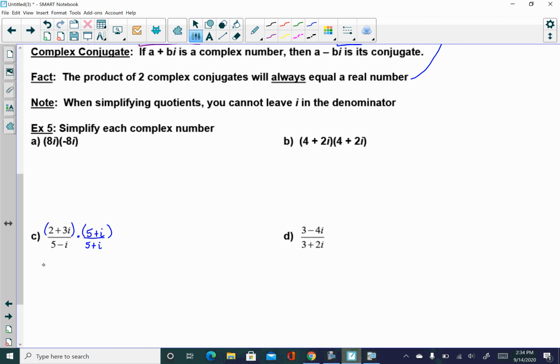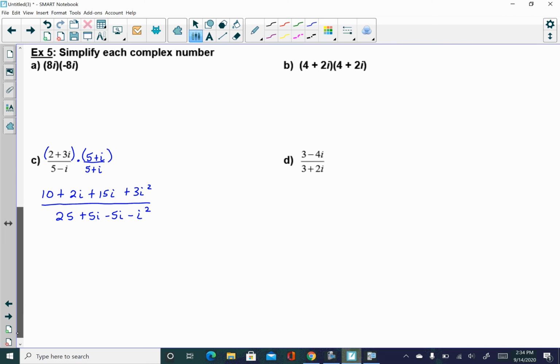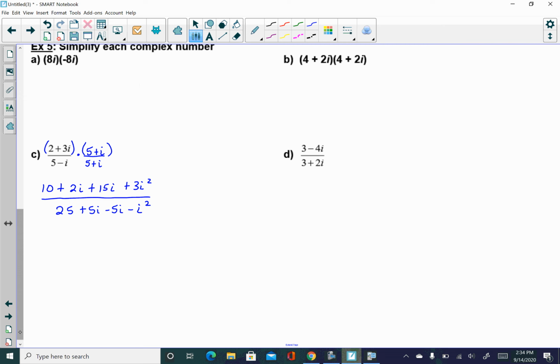So we do our first: 2 times 5 is 10. Outside, plus 2i. Inside, plus 15i. Last, plus 3i squared. What happens on the bottom? 5 times 5, 25. Outside, plus 5i. Inside, minus 5i. Last, negative i times positive i, negative i squared. I'm going to burn a lot of steps here just so that you can see it. If you can do things in fewer steps, by all means, it's perfectly fine.